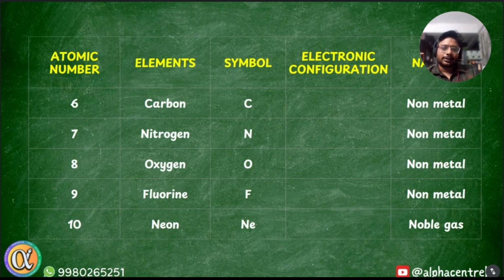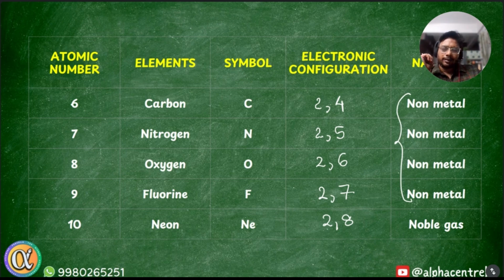Atomic number 6, carbon. Can you help me with the electronic configuration? 2, 4. Nitrogen? 2, 5. Oxygen? 2, 6. As you see, these elements have 4, 5, and 6 in the outermost shell. Fluorine has 7 in the outermost shell, and neon has 8. So mostly if you have 4 or more electrons in the outermost shell, they can be non-metals. 5, 6, 7 is mostly non-metal. 4 can sometimes also be metalloids.